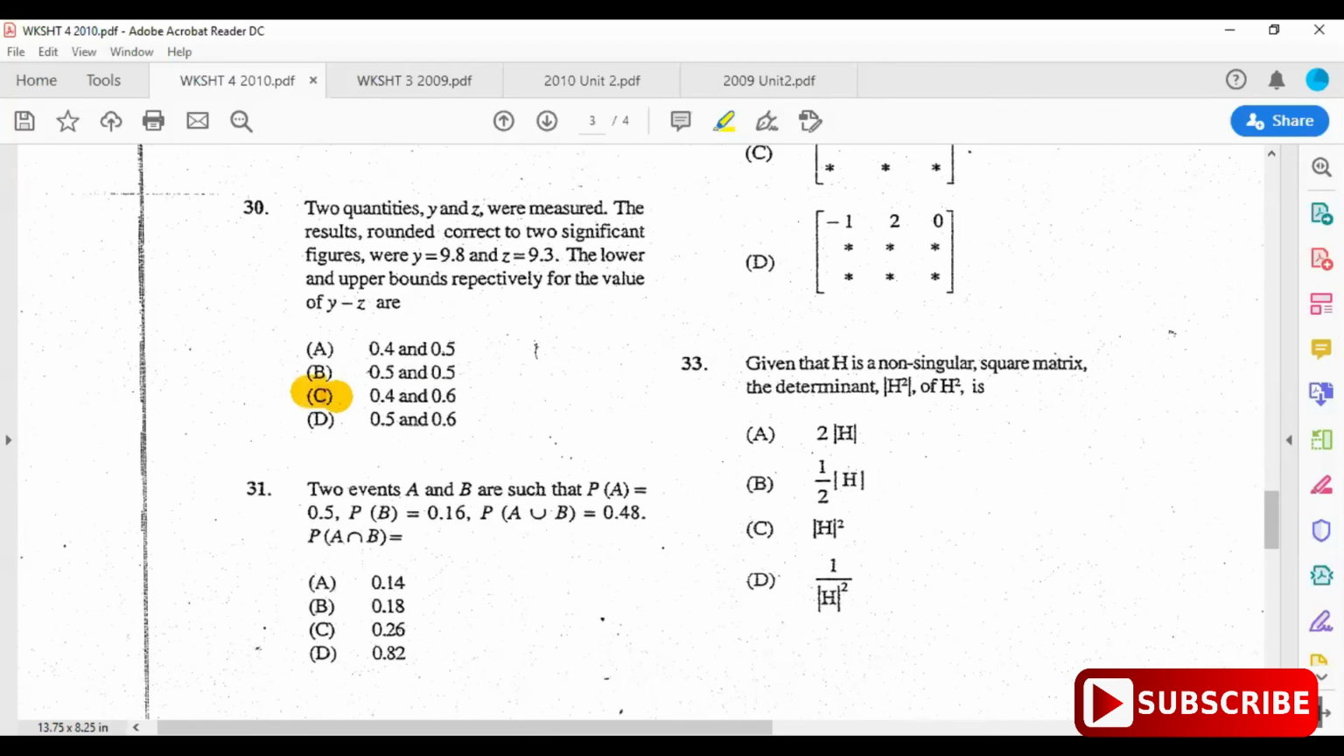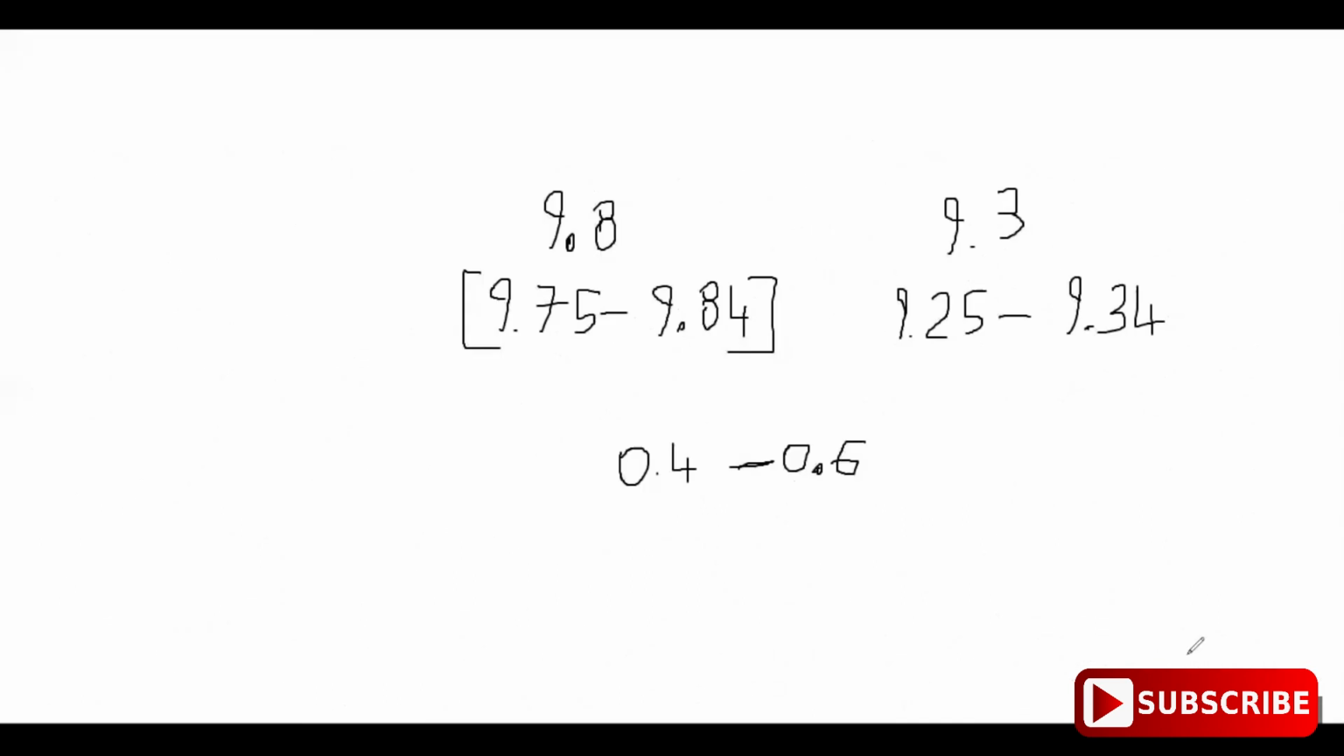So on to module 3 now. It says two events, A and B, are such that the probability of A is 0.5, the probability of B is 0.16. Find the probability of A intersect B. What's the formula? The probability of A plus the probability of B minus the probability of A intersect B.